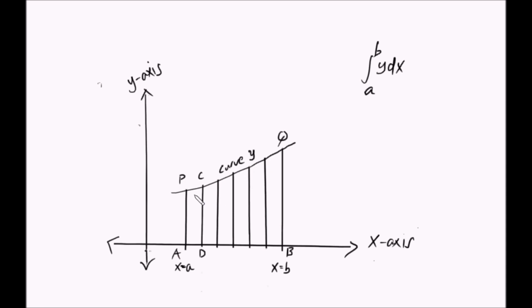So I have divided this area under the curve y into strips. So tufanye hapa point P ni y0. Maanake urefu kutoka A mpaka P ni y0. Point C ikiwa y1, urefu kutoka C mpaka D ni y1. Tufanye urefu wa huu mstari mwingine ni y2, y3. And then urefu wa hii strip nyingine y4, hii strip nyingine y5 na hii strip ya mwisho y6.